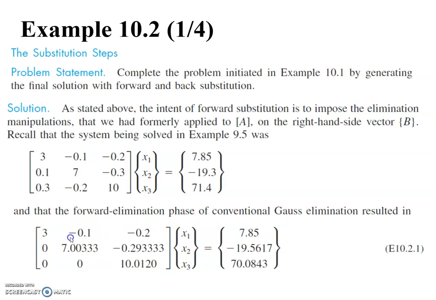Okay, so 3, minus 0.1, minus 0.2, 0, 7.033, and this was the upper triangular matrix. And we got this as the equation. Okay, but don't get confused. You can see that this is not the same as this. So let me show it on Excel. Okay, so how the things will be performed. So just remember these three original coefficients in the system of this equation.